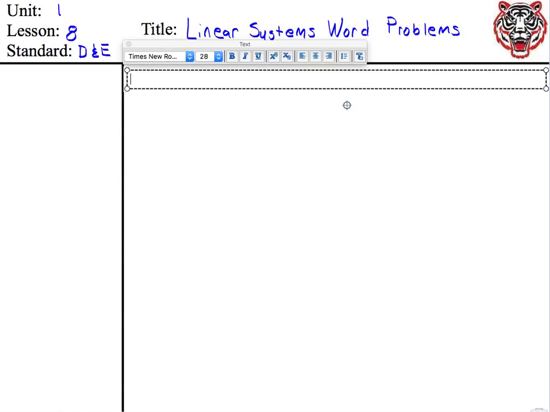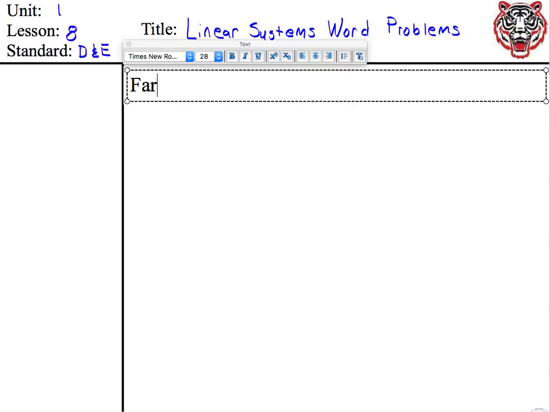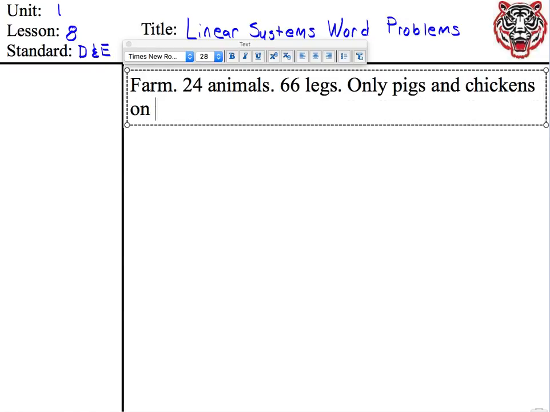Okay, so let's say, I could write complete sentences, but I'm going to just say farm. We're on a farm. We know a few things. There are 24 animals on the farm. We also know that there are 66 legs on the farm. This is a tricky one. We also know there are only pigs and chickens on the farm.